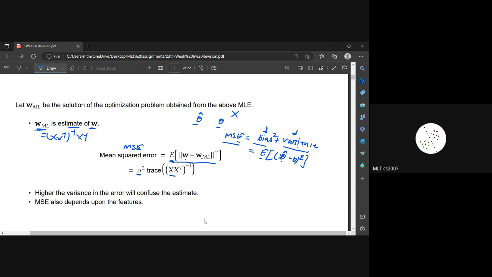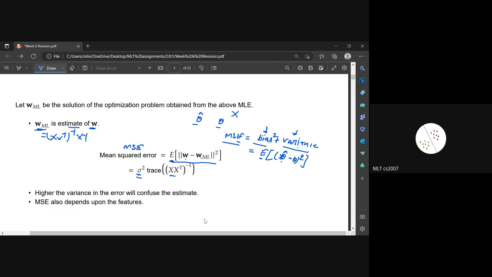Now, this is one way to check how good your estimator is. You have to check this error. If this error comes out to be higher, then you can say that this estimator is suffering from either a bias problem or a variance problem, right? That we have to solve. Okay. So one more thing here is that, yeah.